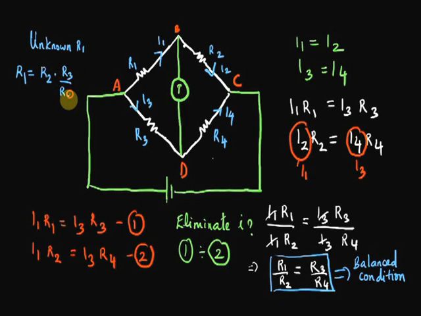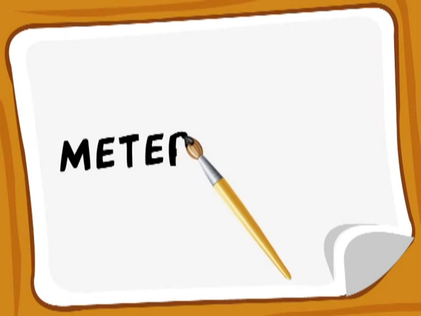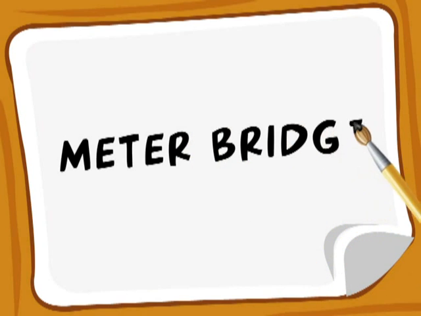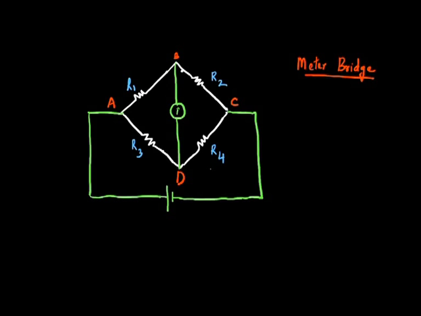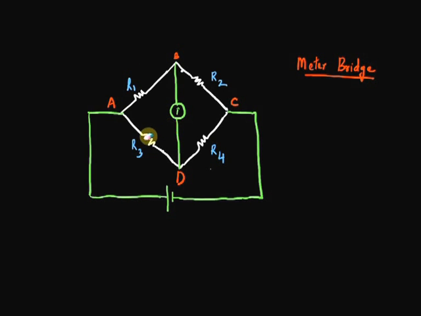But come to think of it, this might be a slightly tedious and impractical way to calculate an unknown resistance, because there's so much trial and error involved. That's the reason why the meter bridge was invented. The meter bridge applies the same concept as the Wheatstone's bridge, but is a more practical way to find unknown resistances. To draw a meter bridge circuit, we take our Wheatstone's bridge network and erase the bottom portion.